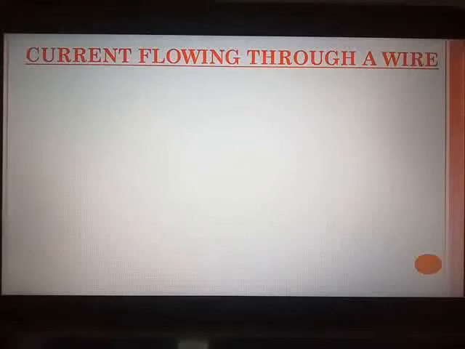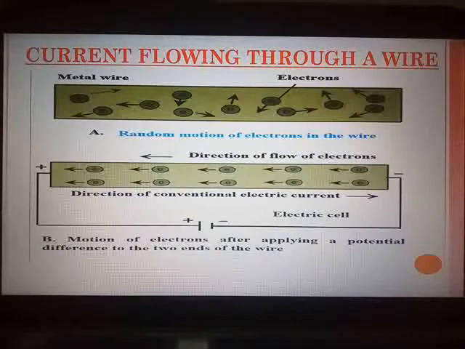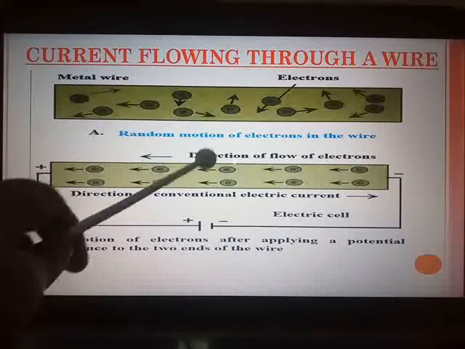Every atom of a metallic conductor has one or more outermost electrons which are weakly bound to the nucleus, and they are called free electrons. These electrons can move easily from one part of the wire to the other parts, and as these electrons are negatively charged, the negative charge also gets transferred as a result of this motion. Now let us see the motion of free electrons with the help of a diagram.